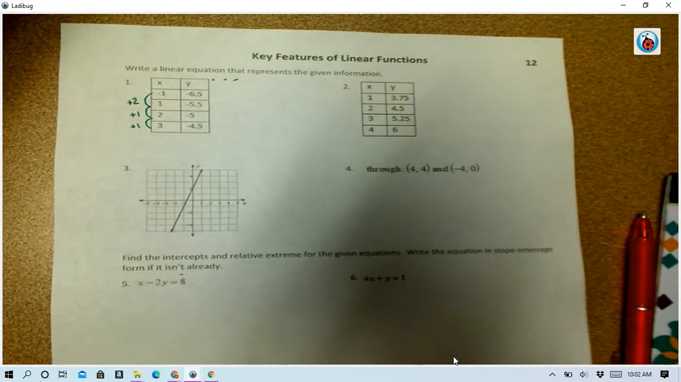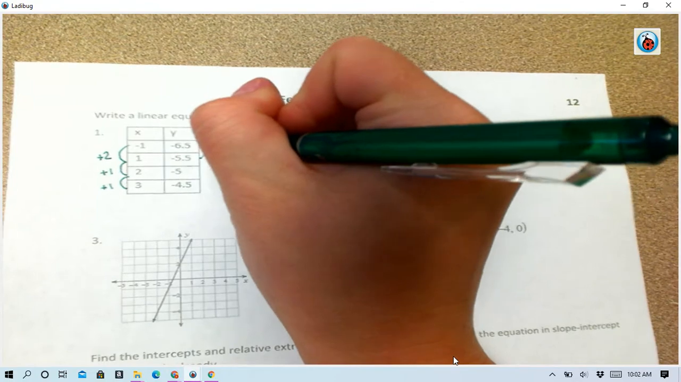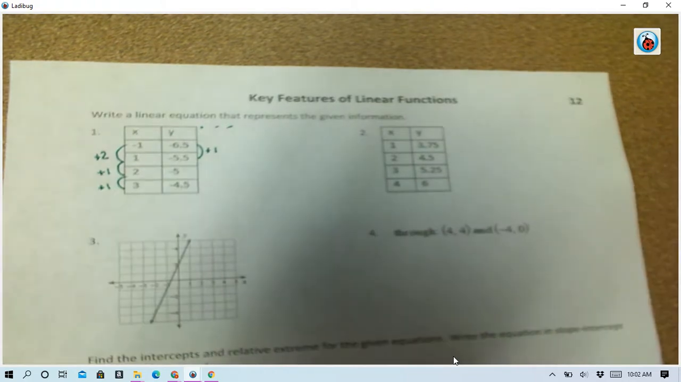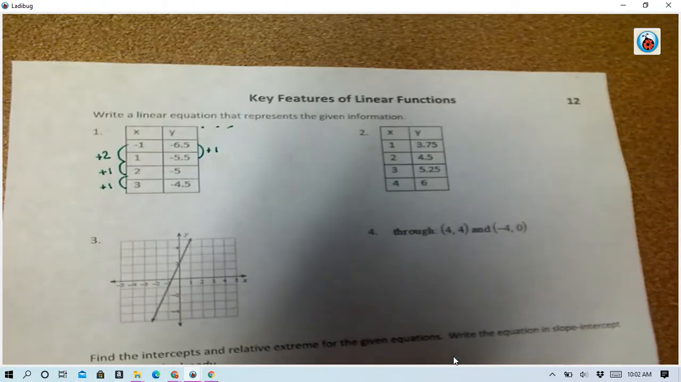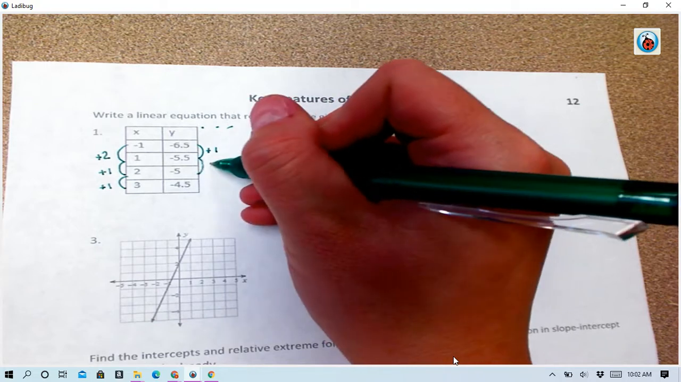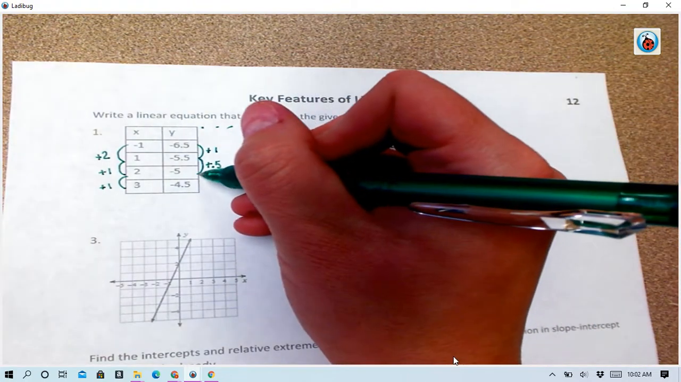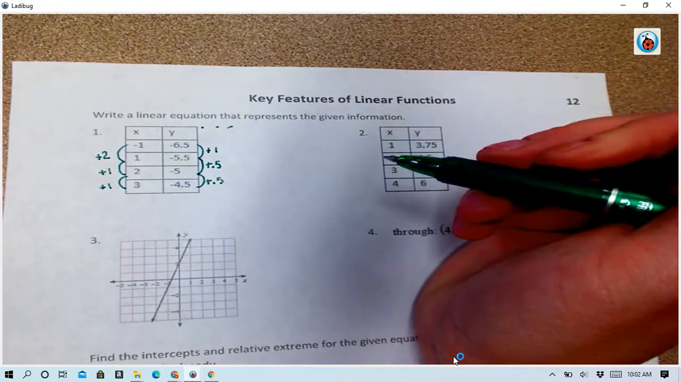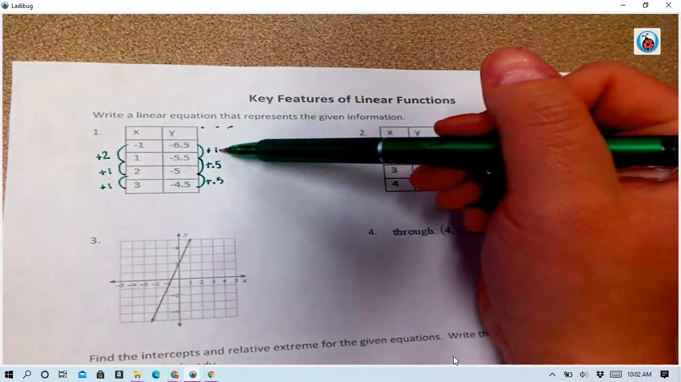To go from -6 to -5, we go up 1. So it's a +1. To go from -5.5 to -5, you go up 0.5. So it's a +0.5. To go from -5 to -4.5, you go up another 0.5. So if you notice, this isn't the same number here as over here.